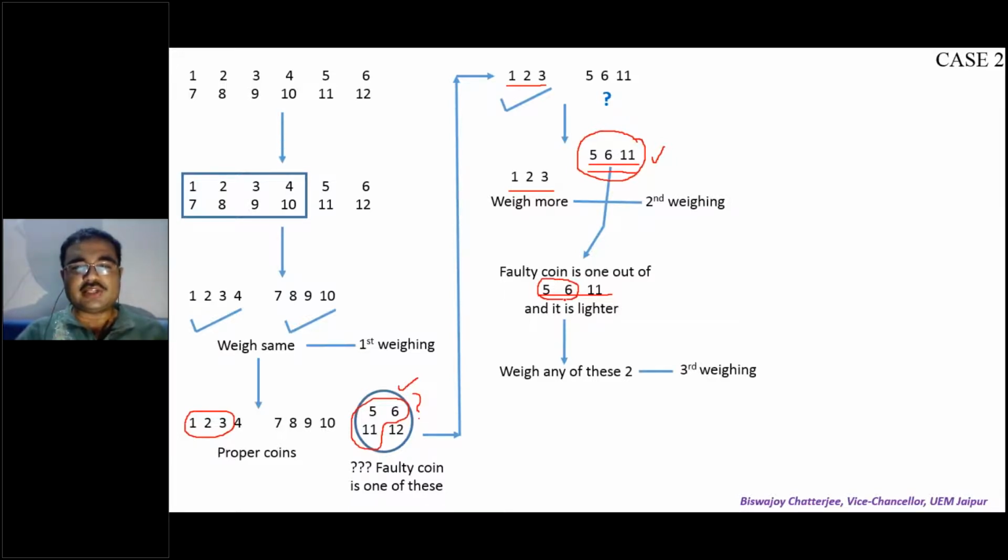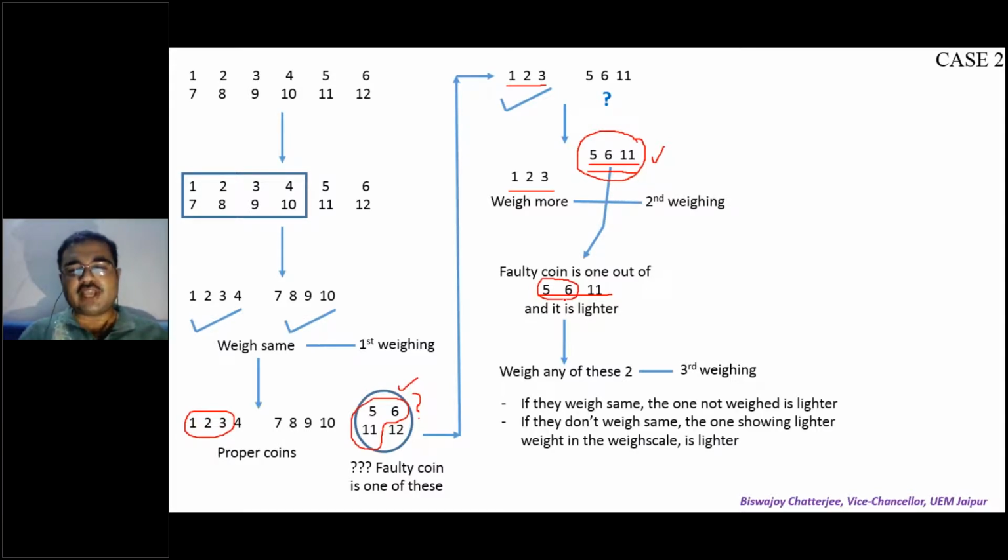This is your third weighing, where if they weigh the same, the one not weighed is lighter. If 5 and 6 weigh the same, then definitely you know 5 and 6 are proper, so 11 is lighter. But if 5 and 6 don't weigh the same, say 5 weighs lighter, you immediately say that 5 is lighter, because you know the faulty coin is lighter. So here also you have solved it in 3 weighings.